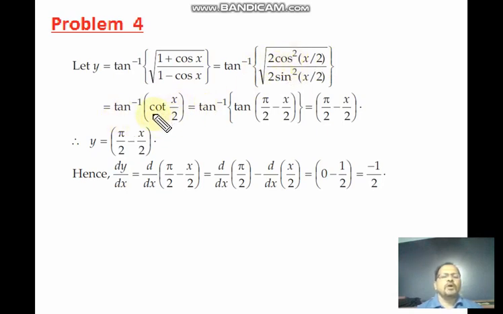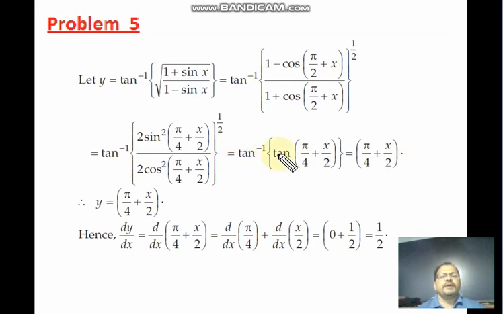Cot can be converted to tan using the regular idea pi by 2 minus theta. Tan of pi by 2 minus theta is cot theta. Now tan inverse and tan are inverses of each other, therefore nullifying their argument, we get only y equal to pi by 2 minus x by 2, and the derivative is minus half as usual.